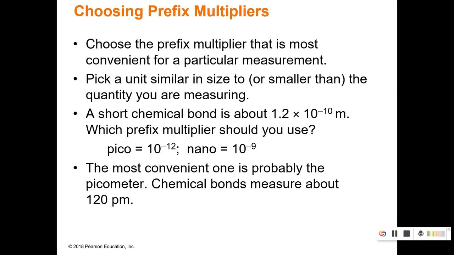So choosing your prefix multipliers. I'm not necessarily going to have you do this a lot, but it is going to be important in higher levels of chemistry, even in physics sometimes. So here we've got a number, 1.2 times 10 to the negative 10 meters. So our choices are pico, which is negative 12, or nano, which is negative 9. If I use nano as my multiplier, I would have a number still smaller than one. But with pico, I can have a whole number and then just put the prefix in front of meters as picometers.